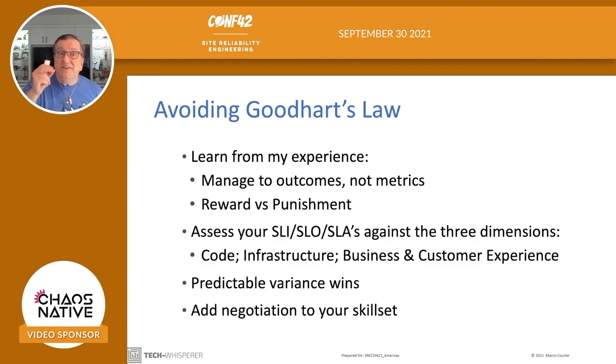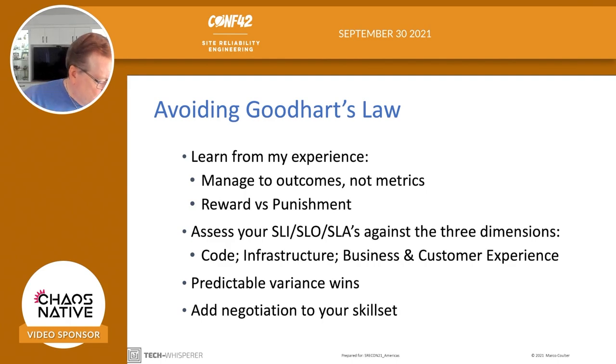Okay, so thanks for coming on that journey with me. Here's what I hope you take away from this session. Learn from my experience. Don't manage to the metrics, focus on the outcomes, the full transaction, the complete process, the overall experience. Don't use service levels to beat each other up. Use them to become preemptive. Use them so that you can offer more services ahead of time. And when you build out your service levels, remember to assess them against the 3 dimensions. Are you seeing the full picture? Is there some critical aspect that's being overlooked?